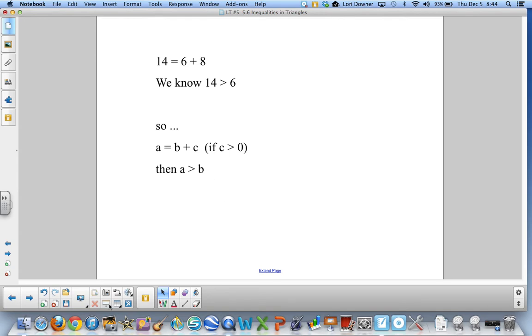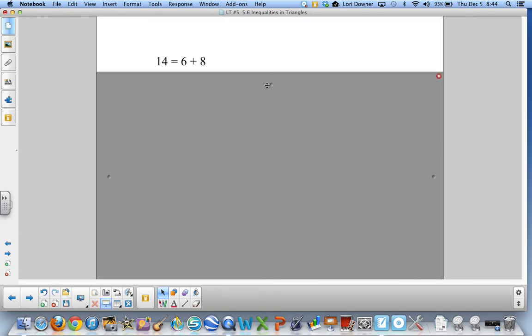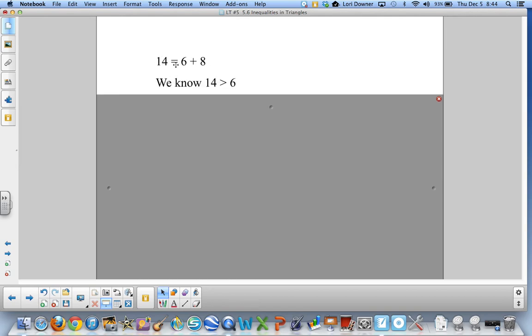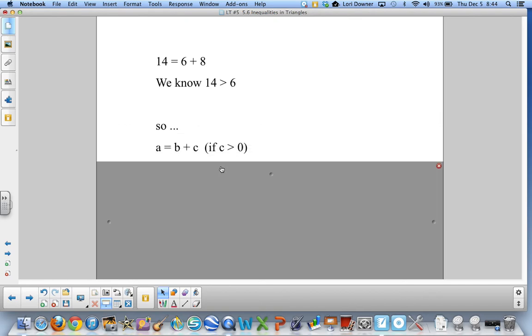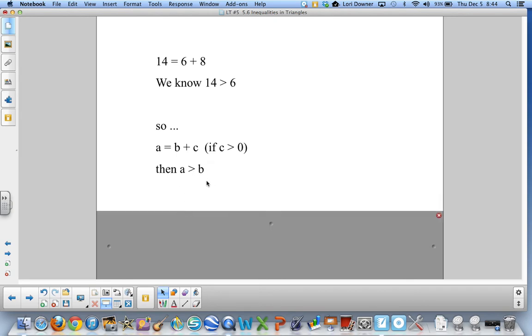All right, so we know that 14 is 6 plus 8, right? So if I took 14, what's my relationship between 14 and 6? Well, we know 14 has to be greater than 6 because I took 6 and added something to it to get 14. So if I know that A is equal to B plus C, and I know C is not 0, see up here, 8 was not 0, then I know that A has to be greater than B.